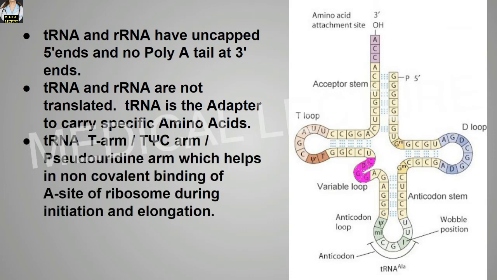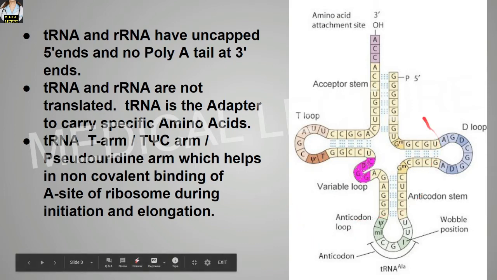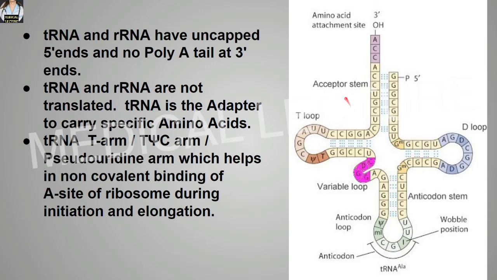Now in the tRNA, as you can see, this is the picture of the tRNA. First of all, this is the T-arm of the tRNA. This T-arm is also known as the T-psi-C arm, or we can say thymine pseudouridine cytosine arm of the tRNA, or simply you can say pseudouridine arm of the tRNA. Now this T-arm basically helps in the non-covalent binding to the A site of the ribosome during the initiation and the elongation.